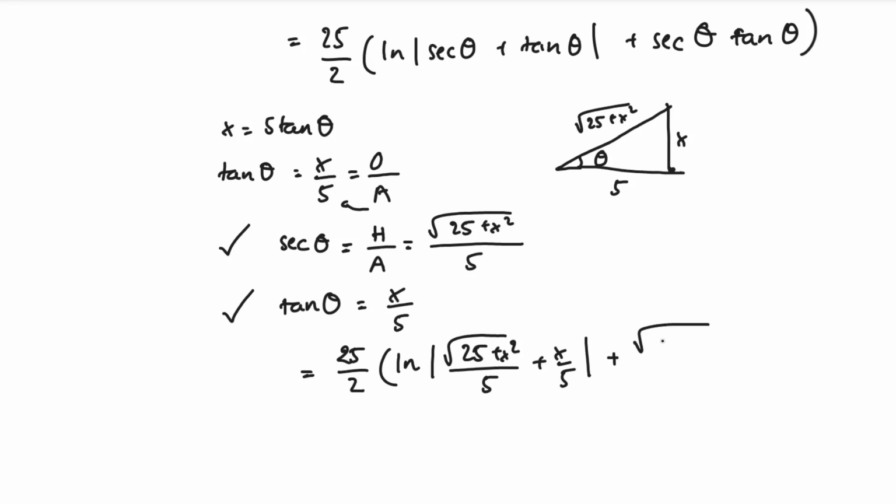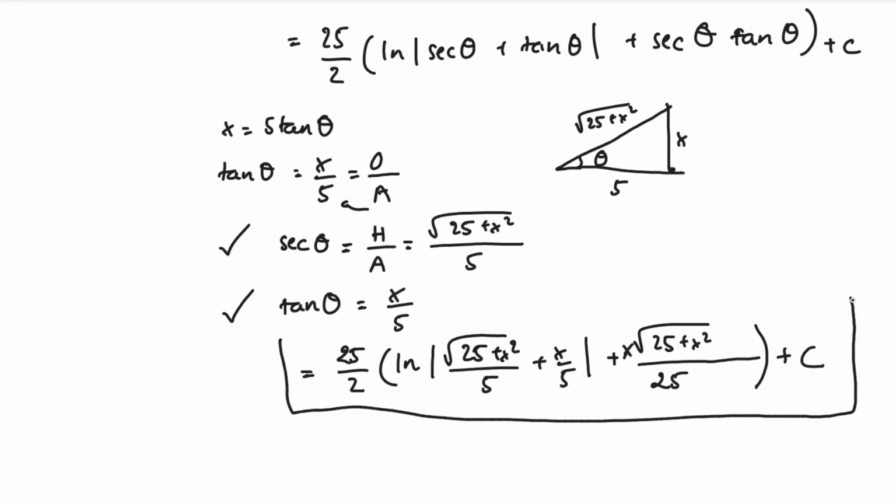Plus secant theta is 25 plus x squared over 5. Multiply x over 5, so 5 multiplied by 5 is going to be 25, and plus c. The parenthesis right here. Sorry, I forgot plus c right here. So this is the final result.